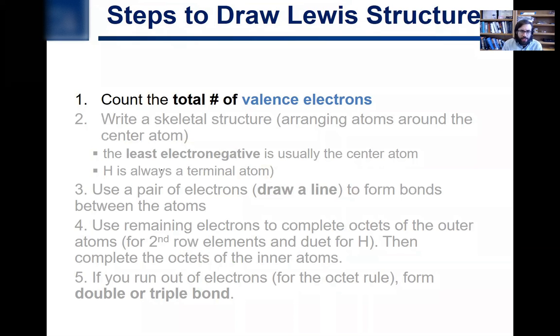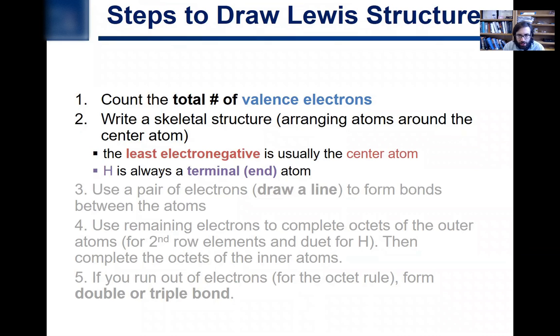So here are some steps to follow when drawing Lewis structures. First, you're going to count the total number of valence electrons in the molecule. Then you're going to write a skeletal structure, which means arranging atoms around the center atom. And the least electronegative atom is usually going to be the center atom, unless it's hydrogen. Hydrogen is always an end atom. And this is because hydrogen follows the duet rule. It only has 2 electrons.